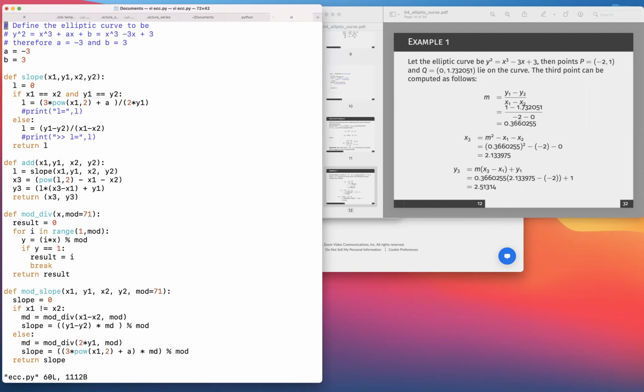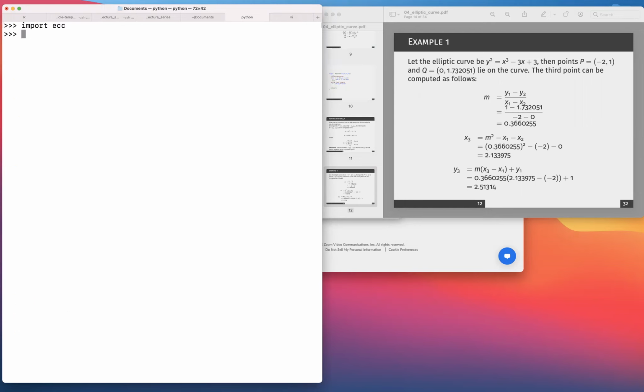There's a definition here. For the slope, you just input the values of the coordinates x1, y1, x2, y2. So if we do that, we have ECC.slope of x1, which is minus 2 and 1, and then 0 and 1.732051. It gives us this one here, 0.366.